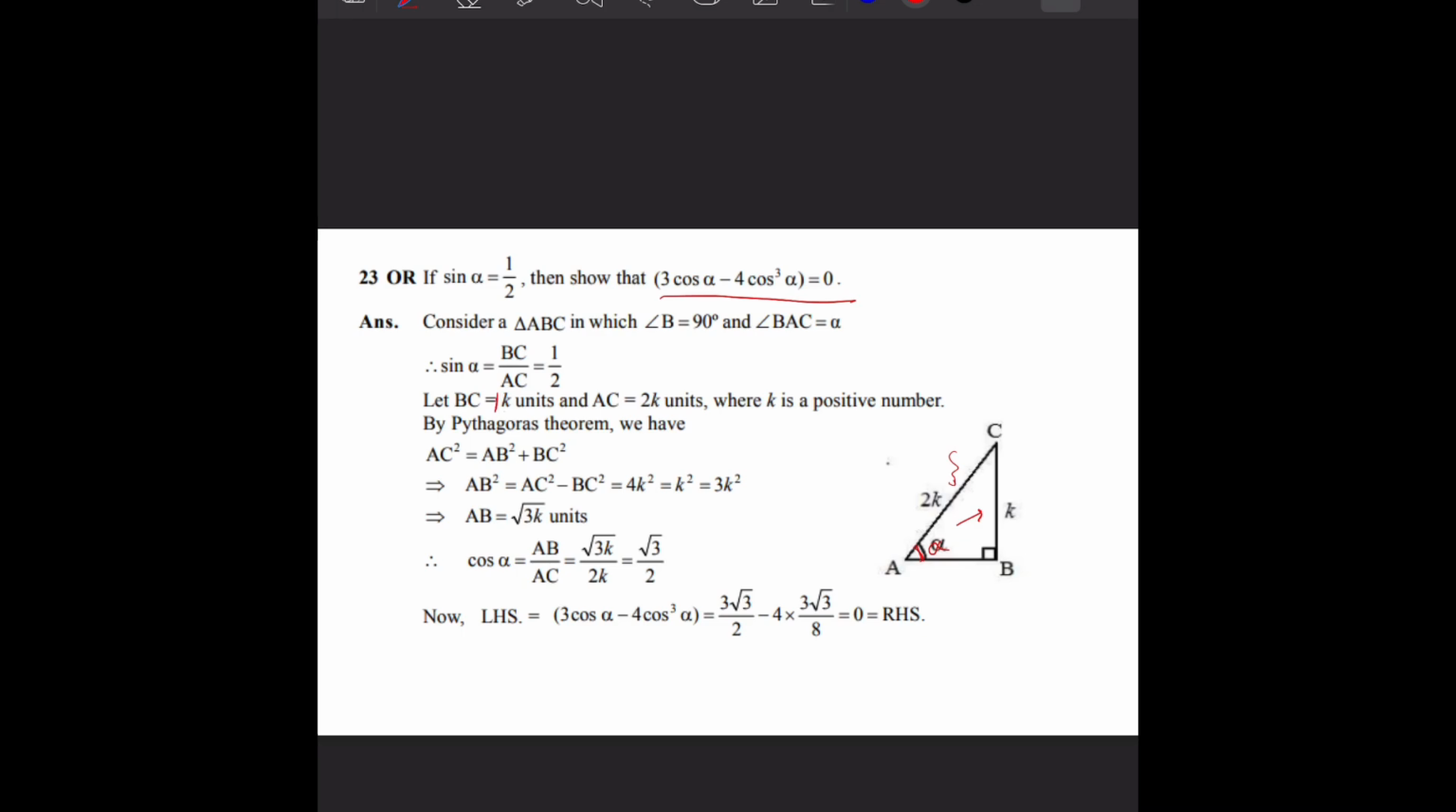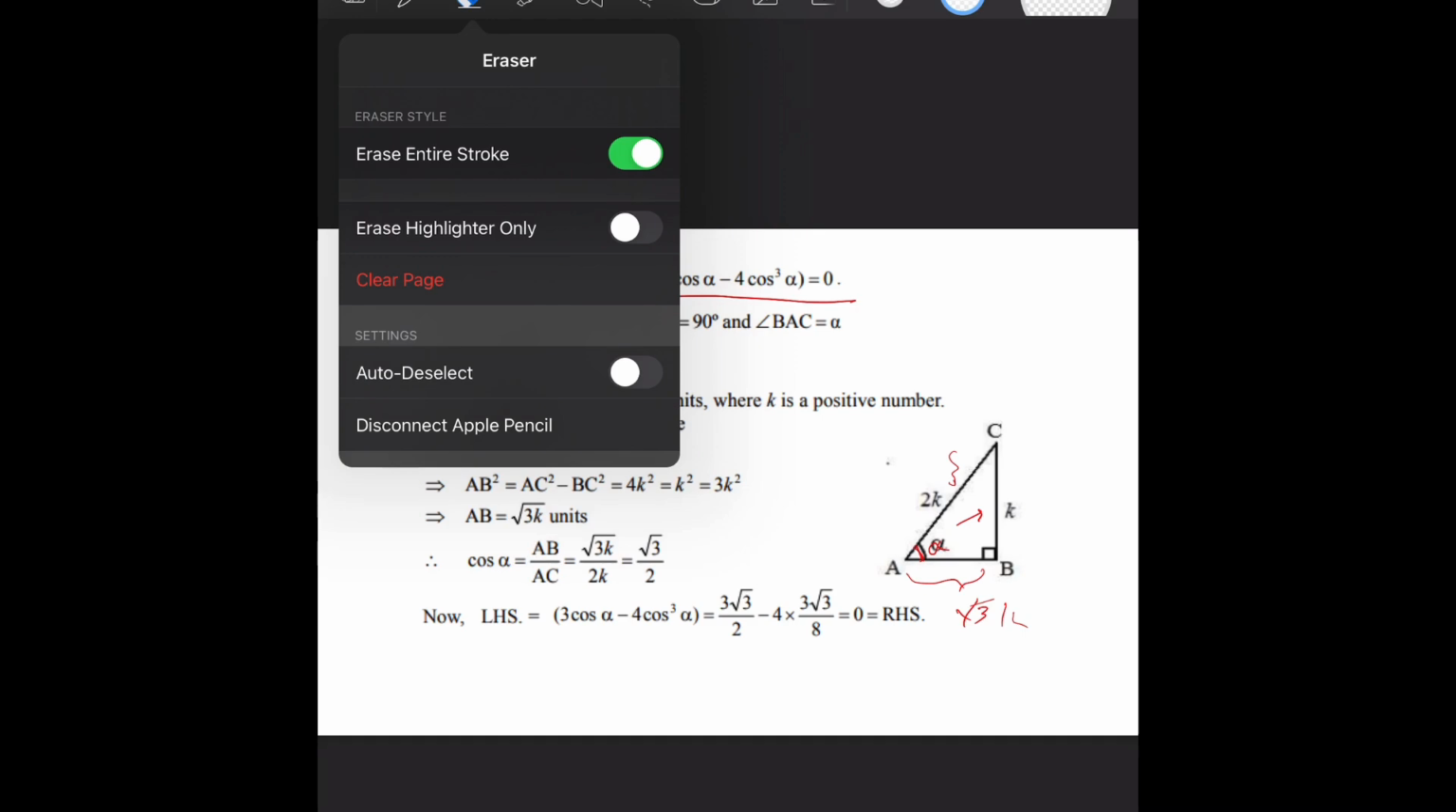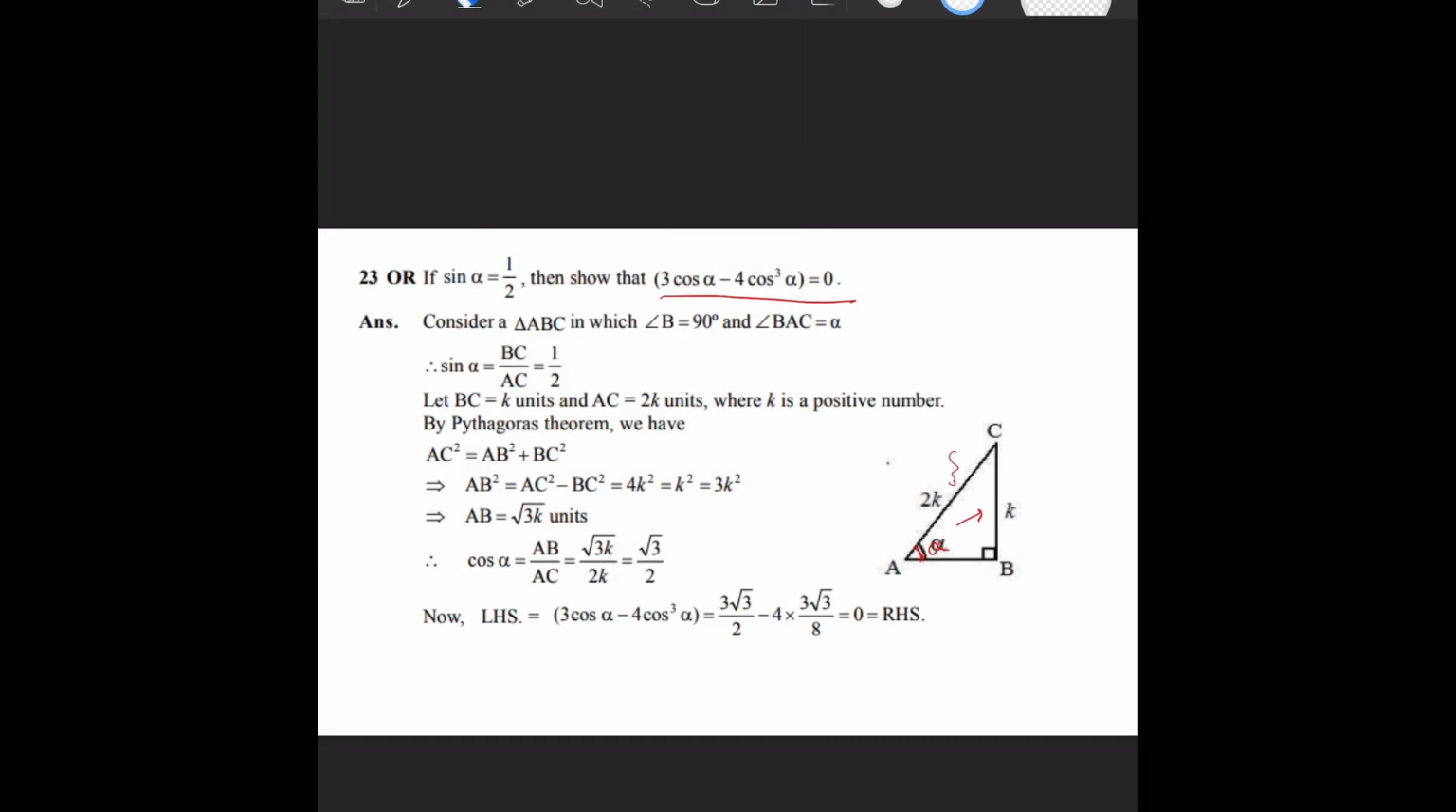You have to multiply this common multiple K and K. You can take it as X and X also, small a small b you can also consider. This will depend on you. BC is equal to K and AC will be 2K. By Pythagoras theorem, you need to find out AB. What is my AB then? Root 3K. We got root 3K as AB.